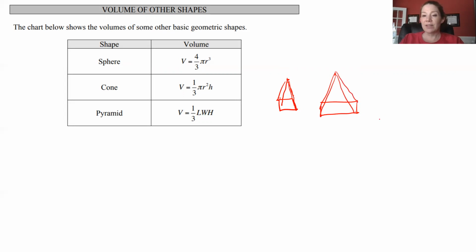Now you could have other types of pyramids. You could have a hexagonal pyramid. I mean, the bottom can be different shapes. But like I said, the thing that makes it a pyramid is that all the sides are triangles, okay? Probably the two most common that you'll have to find volume for are either square-based pyramids or rectangular pyramids, and those are the ones that we'll talk about in today's examples.